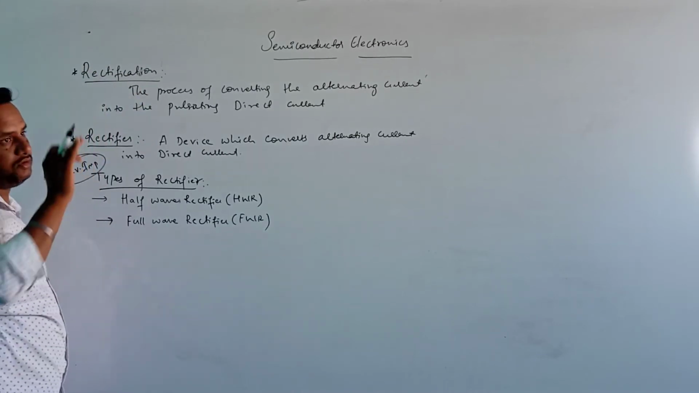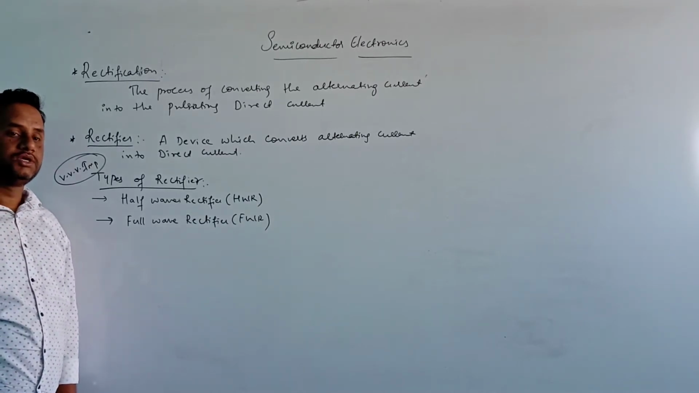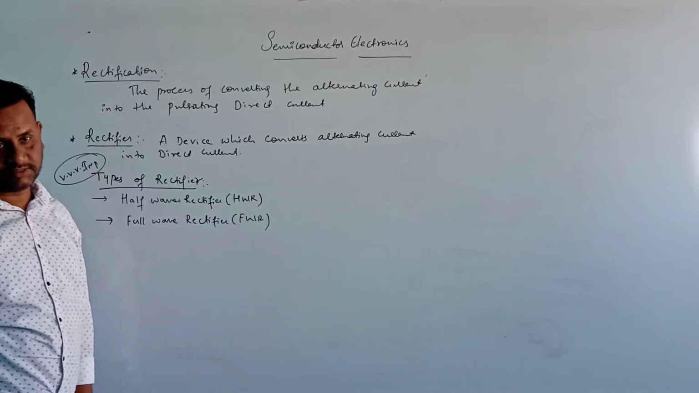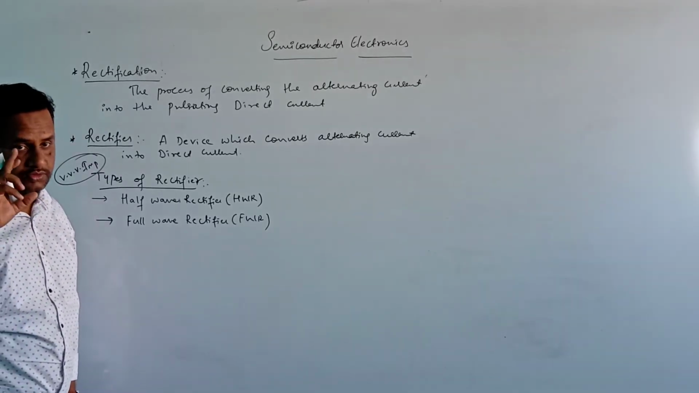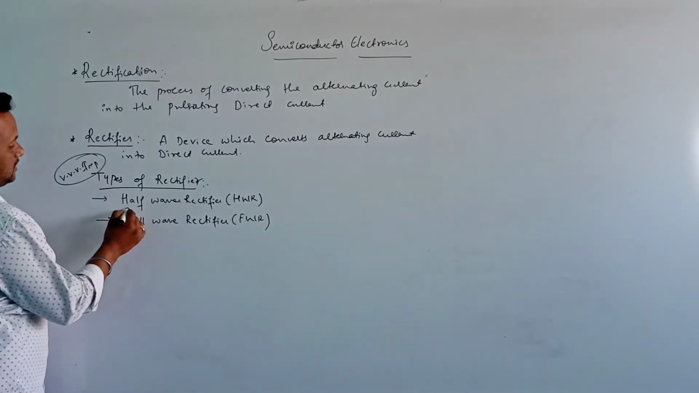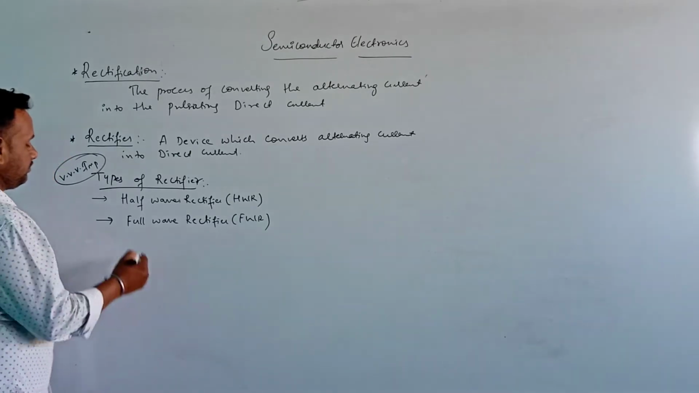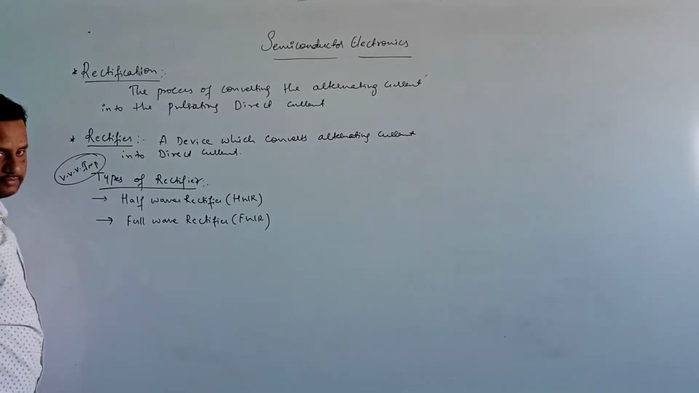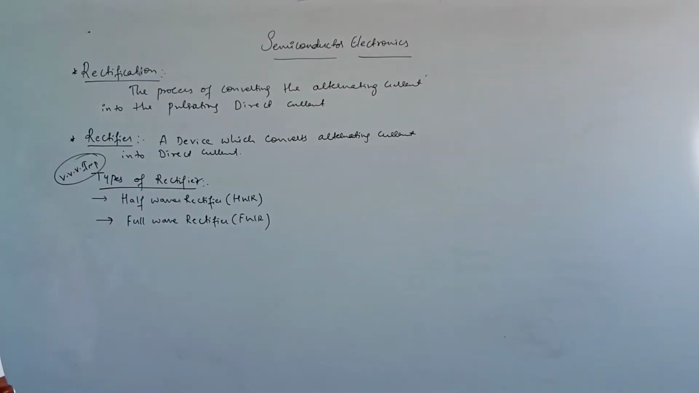This rectification works on the basis of the property we have seen in forward bias, where the current flows in only one direction. Let us first discuss the half wave rectifier; later we will discuss the full wave rectifier.